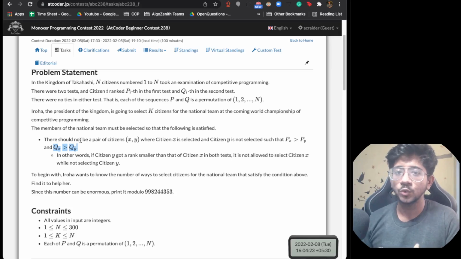Like you have to go into two-dimensional zone, right? So one thing that you can try and do to help us is maybe sort the people by the score in the first test, by the rank in the first test, and then try to balance out the second one, right? So let's try and see what is happening over here.